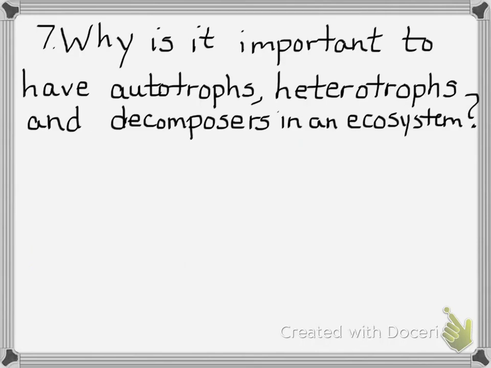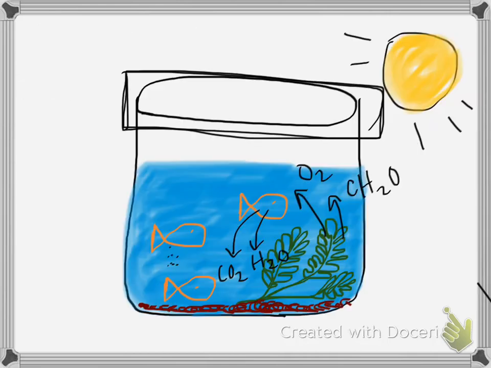Okay, question 7. Why is it important to have autotrophs, heterotrophs, and decomposers in an ecosystem? Well, guys, I drew an ecosystem. Let me tell you what's here. It's like a little aquarium, and I have rocks on the bottom. These are little rocks right there. And I have a plant right here. And then I don't know if you can tell, but these are fish. I did not take art class, okay? Those are my fish. And these fish poop.